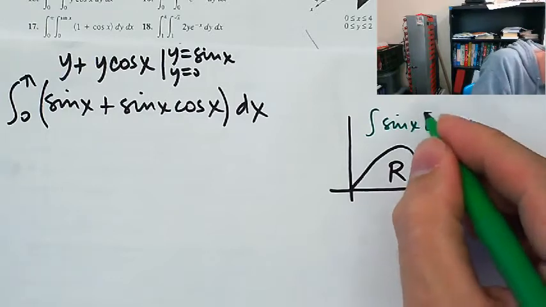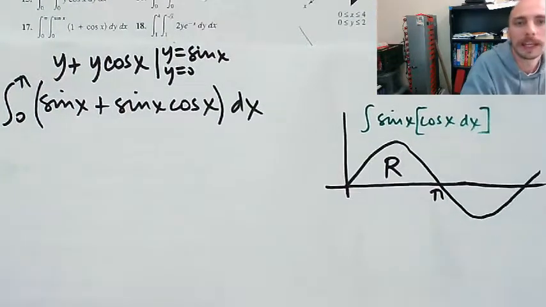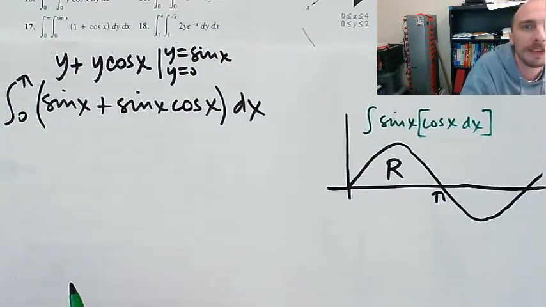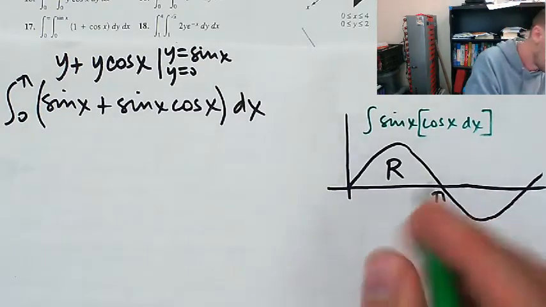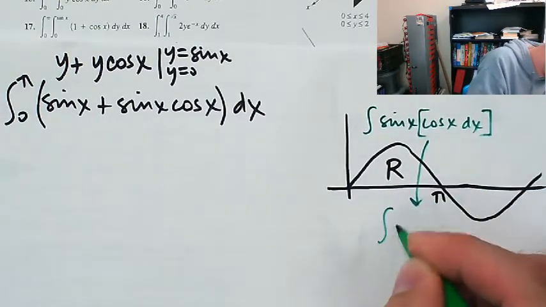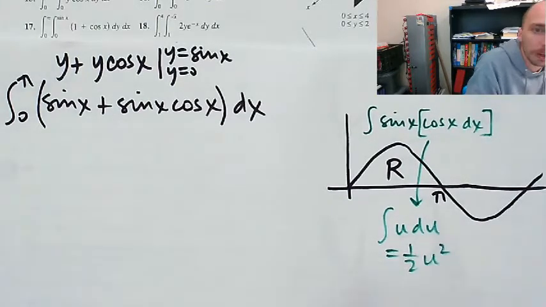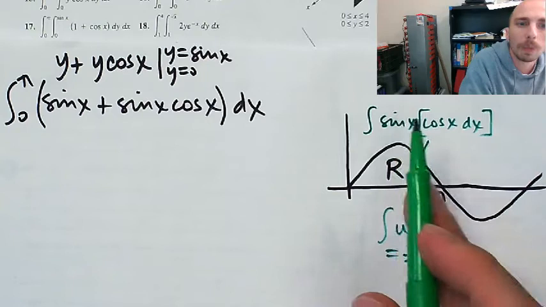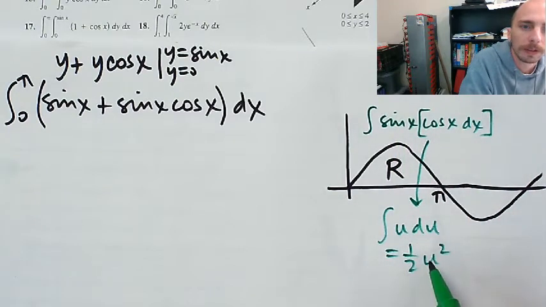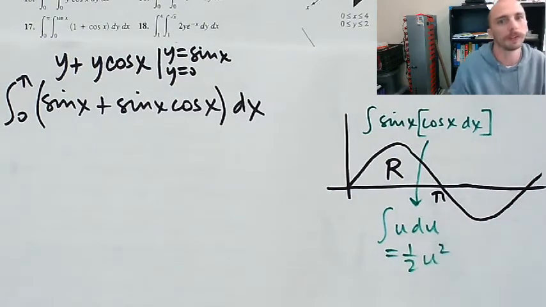Okay, yeah, I'm still there. I would say block this off, right? Let u equal sine x. Then du is cosine x dx. So this becomes the integral of u du, which is 1/2 u squared. So I know that this is 1/2 u, and u is sine x, so 1/2 sine squared x.